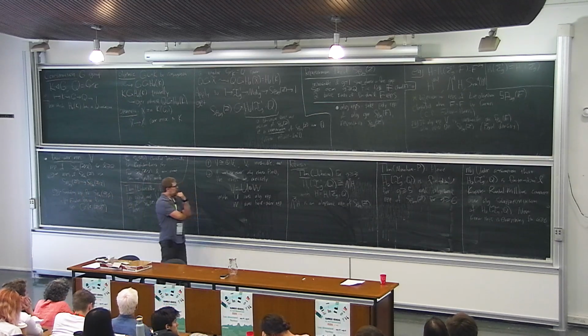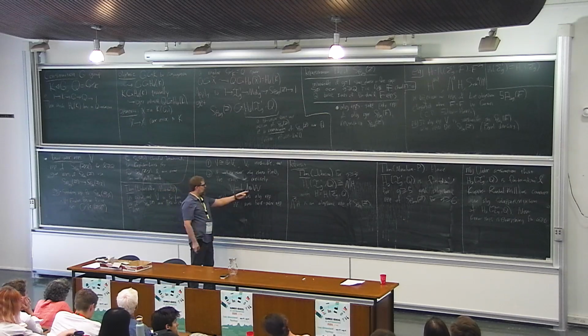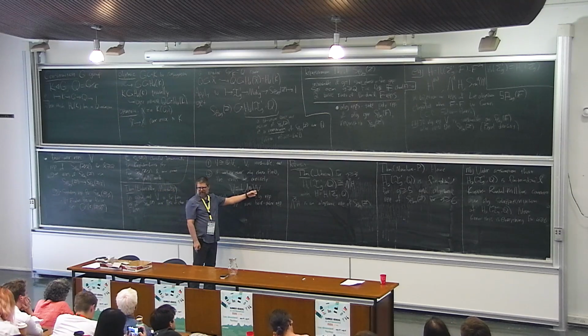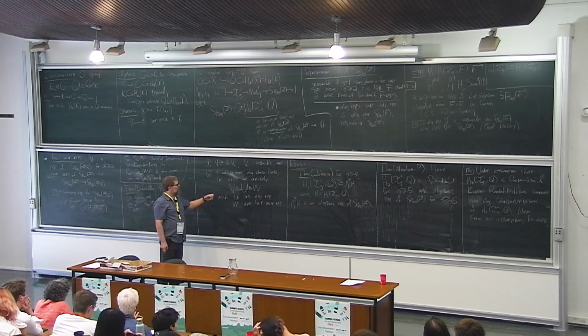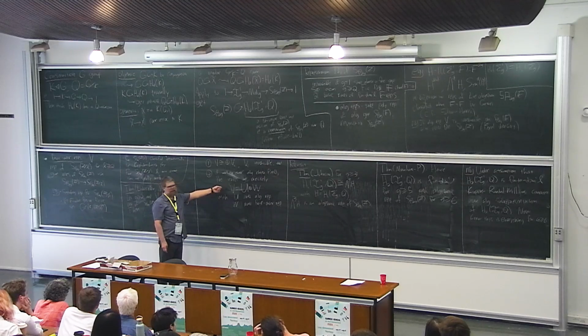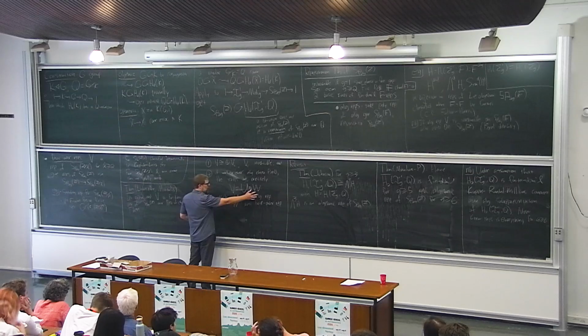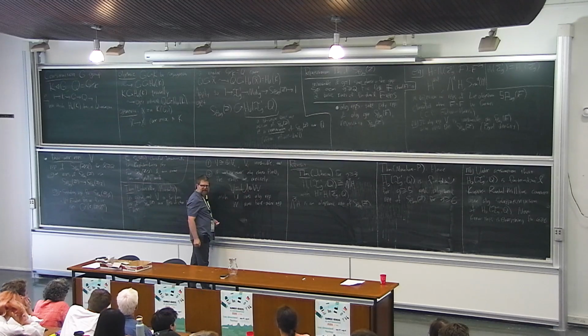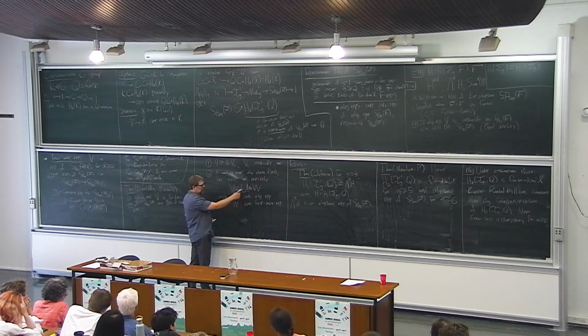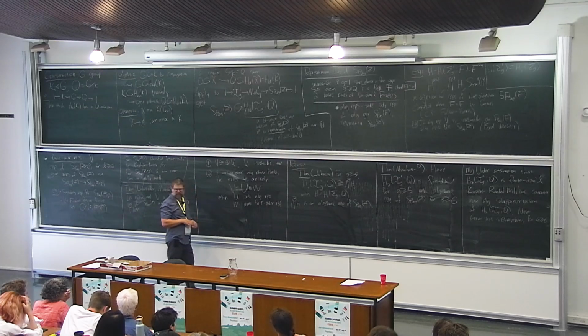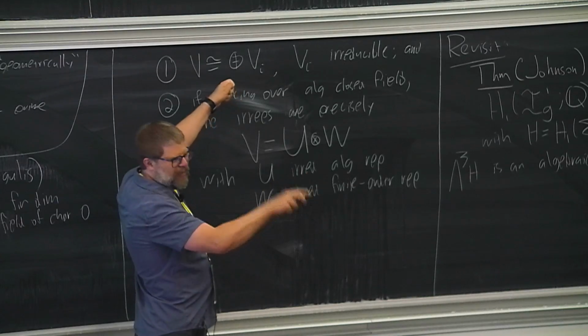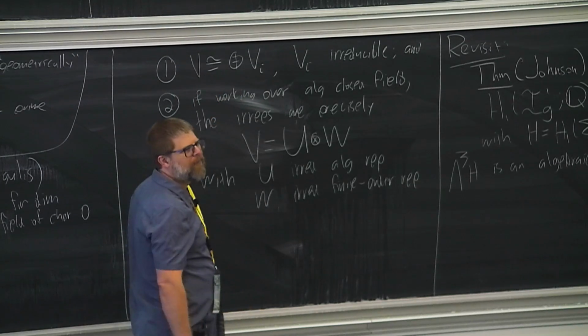So these are U tensor W, but if W is just the trivial one-dimensional representation, then this is an algebraic representation. So among these representations appear the algebraic representations, where W is just the one-dimensional trivial representation, and there occur the finite order ones, where U is the one-dimensional trivial representation. What you do is you take the decomposition, you throw away all the pieces that are not algebraic. That's the maximal algebraic one.